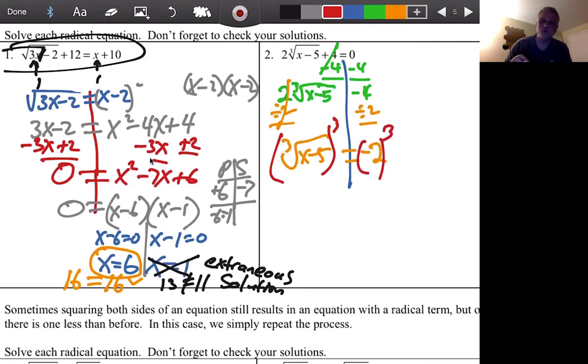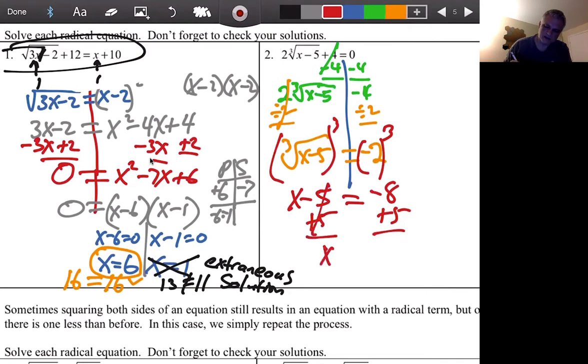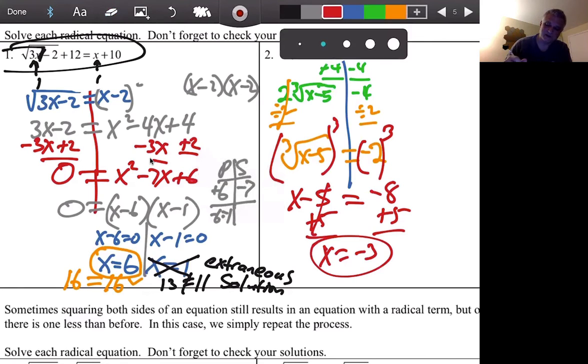Cube root and the cube, they cancel. Negative 2 times negative 2 times negative 2 is negative 8. Plus 5. I get x equals negative 3. Okay, don't forget, check your answer. So x equals negative 3.